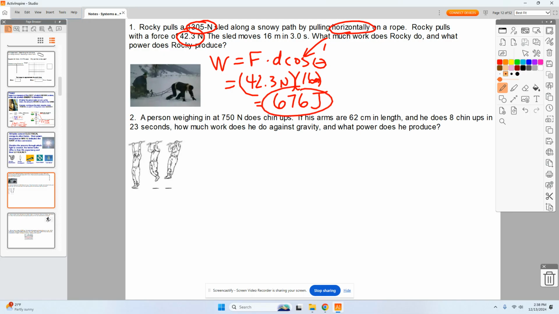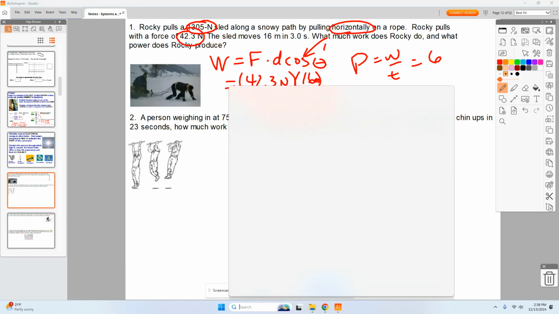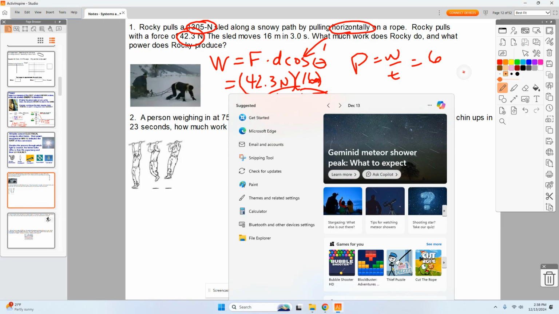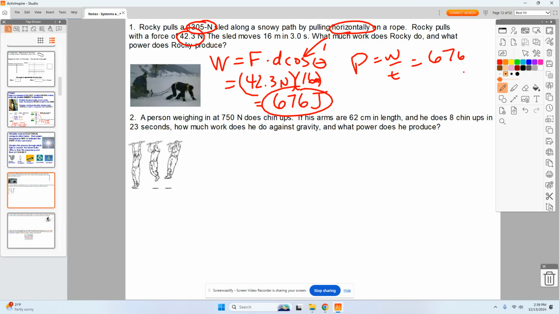Joules. If I want to get power, it's simply work over time. So he does 676 joules, and that took him 3 seconds. So we just take that division, and we get a certain amount of power: 225.